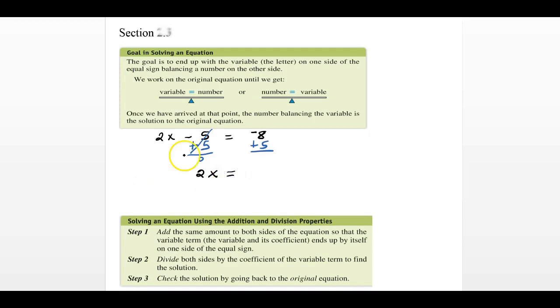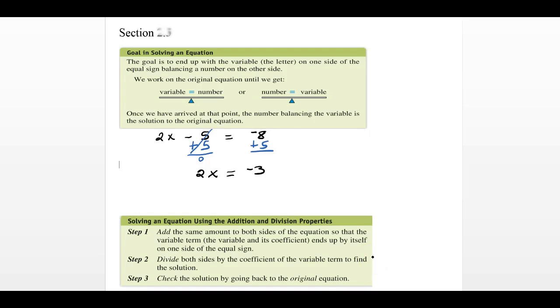But if I add 5 to one side of the equation, I have to balance by adding 5 to the opposite side of the equation. Therefore, -8 plus 5 is equal to -3. So we finished the first step.